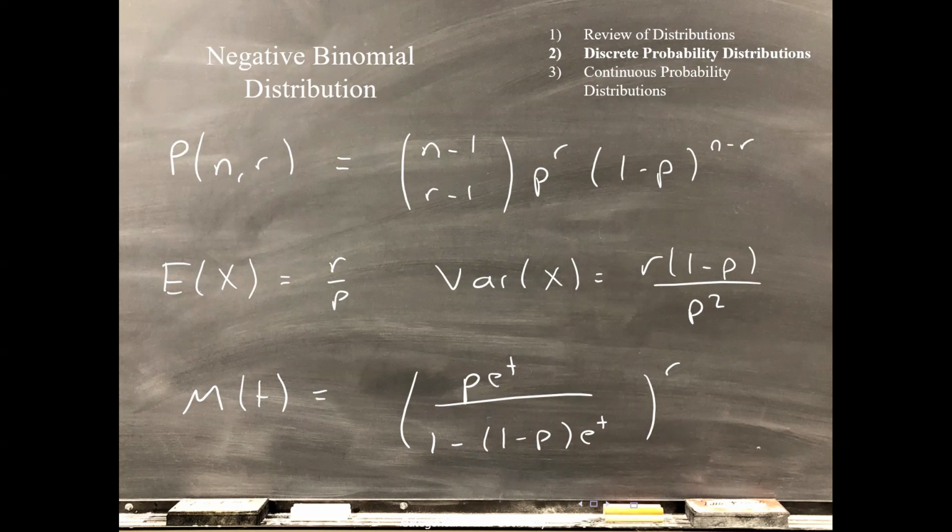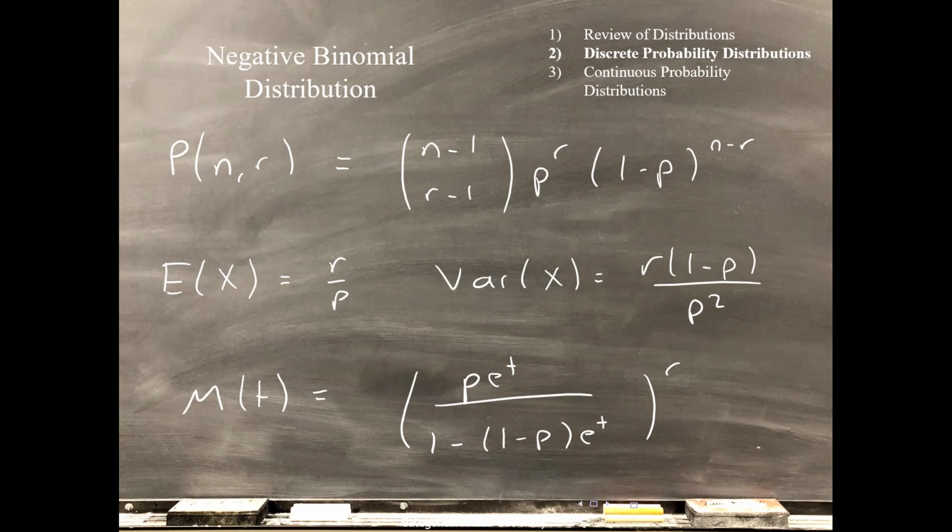So we need to select which of the previous trials are going to be successes and which ones are going to be failures. So there's n minus 1 previous trials. There will be r minus 1 successes besides the last success. So that's the combination out front. And then we have r total successes, so that's the p to the r. And n minus r total failures. That's the (1 minus p) to the n minus r.